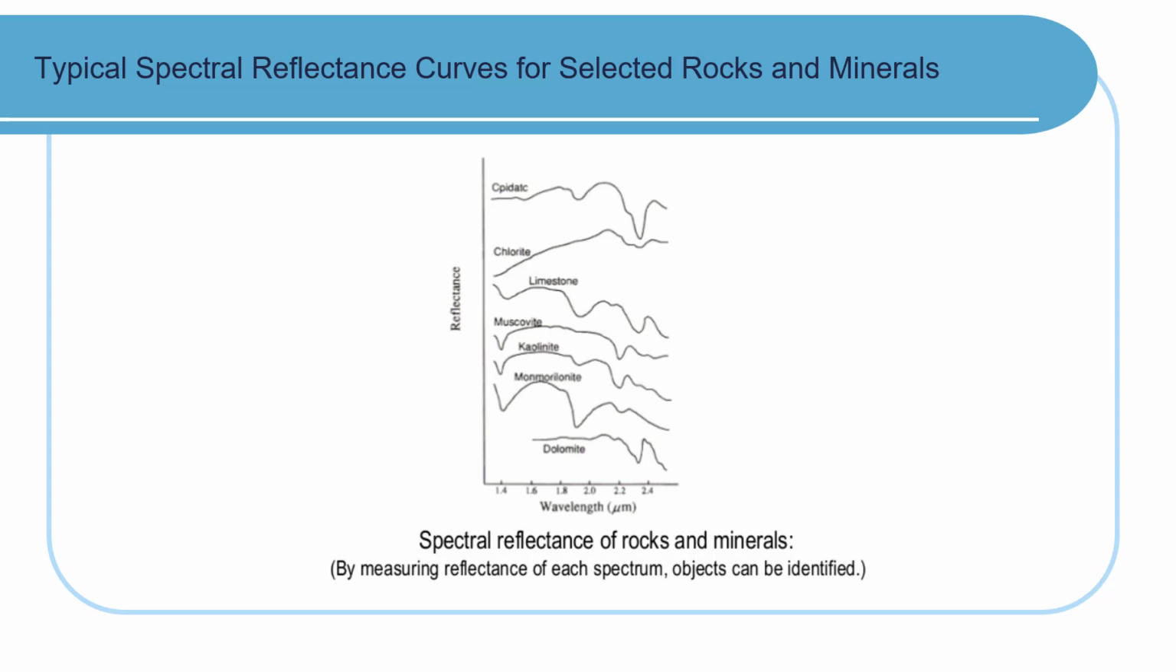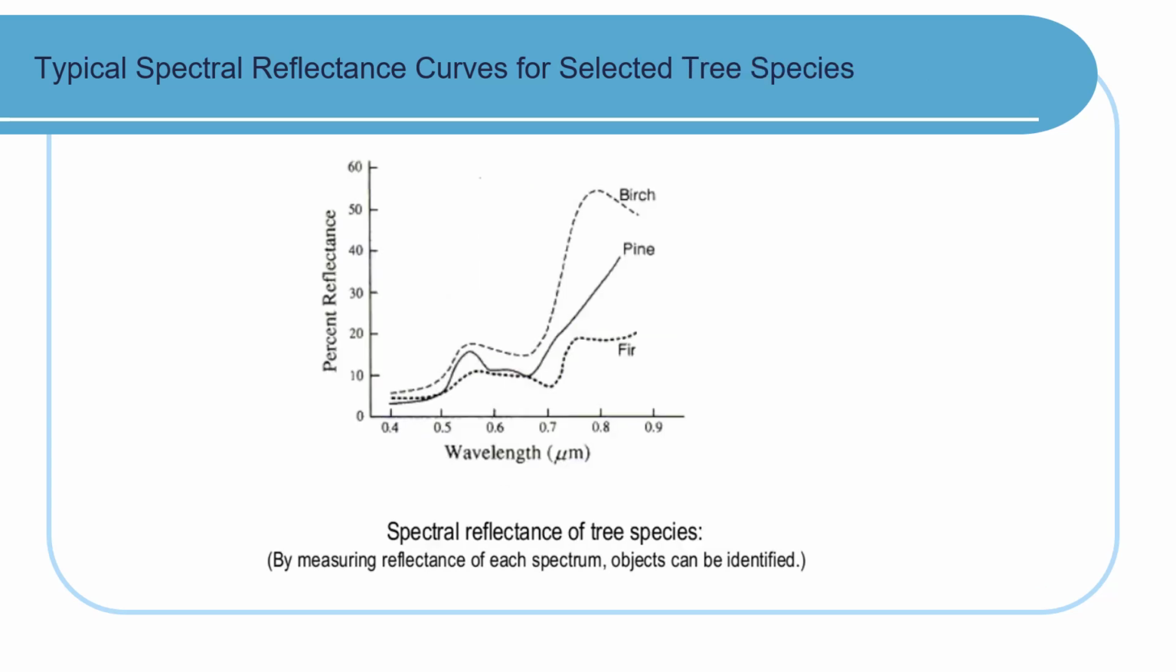Here are some curves for rocks and minerals, and you can determine the primary mineral type in soils, and this is used for a lot of geological explorations. And these are the different types of minerals that are listed here. There are hundreds that are available in the USGS Mineral Library.